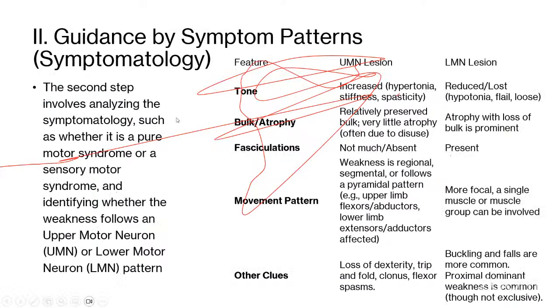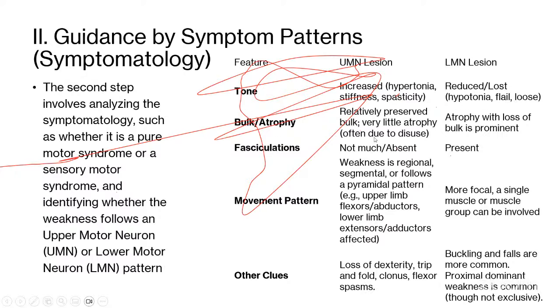So the second step is analyzing the symptomatology, what the patient has given, whether it is a pure motor syndrome or also includes sensory involvement, and identifying whether it is a UMN or LMN lesion. Before going to the identification, we should know the differences between UMN and LMN lesions. In a UMN lesion, the tone will be increased, so they will have hypertonia, stiffness, spasticity. In LMN, the tone is reduced or lost, hypotonia or flaccid.